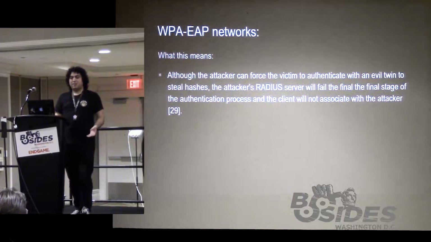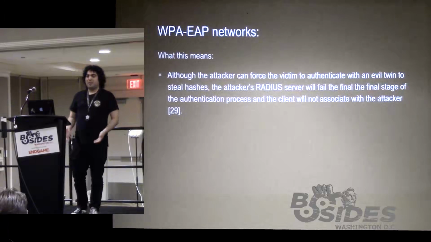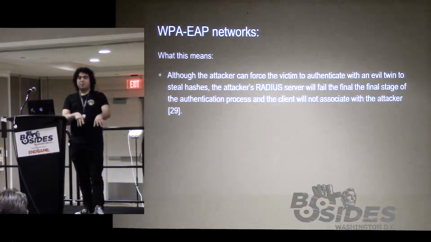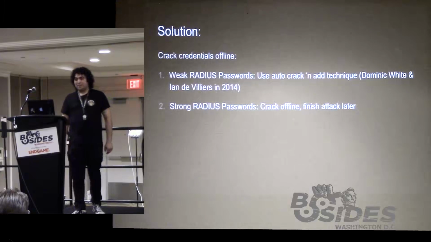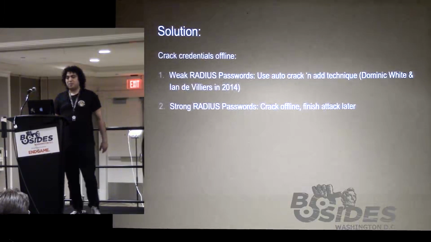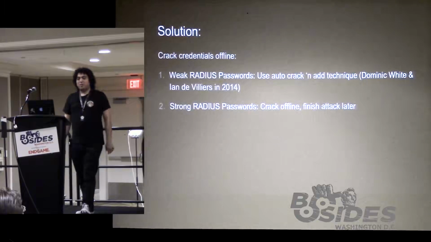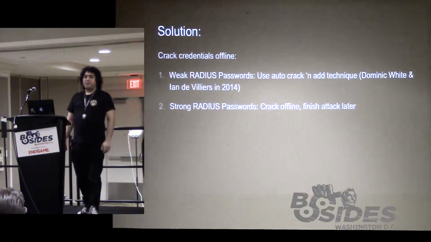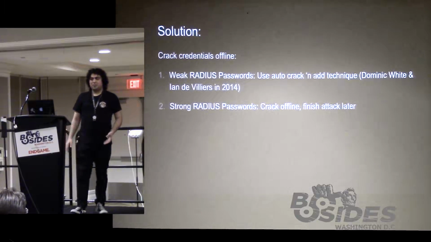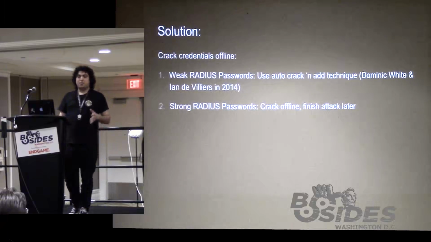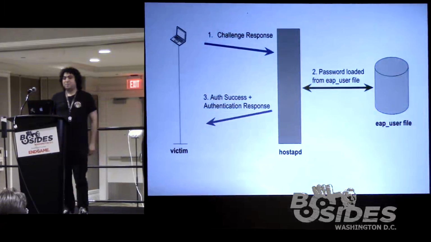So, this is something that we really need to overcome, because for pretty much any interesting rogue AP attack that you want to do, aside from simply stealing Radius credentials, you're going to need a full association from those clients that are connecting to you. Now, there are a couple of ways of doing this that already exist. For weak Radius credentials, you can use something called auto crack and add. This is a technique that was developed by Dominic White and Ian de Villiers in the same talk where they improved karma attacks in 2014. And that'll work for weak Radius creds. For stronger Radius creds, remember that we can crack MS-CHAPv2 challenge and responses relatively quickly. So of course you could just crack them offline, come back, and finish the attack once you have valid Radius credentials. Let's talk about both of these.